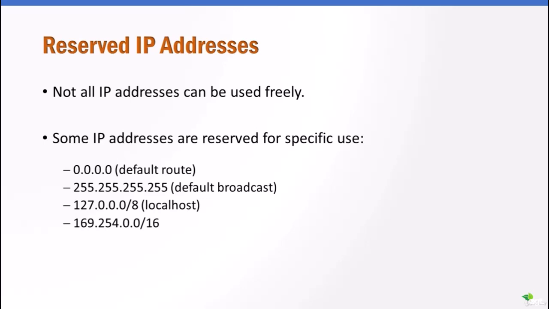Then we have the APIPA addresses. APIPA stands for Automatic Private IP Addressing, and it's used when your computer is set to ask for DHCP parameters from a DHCP server, but can't really find a DHCP server, or maybe you're not connected to a network, so you can't get to a DHCP server, or it doesn't exist, etc. So when your computer can't get an IP address any other way, it's going to assign an APIPA IP address to itself.